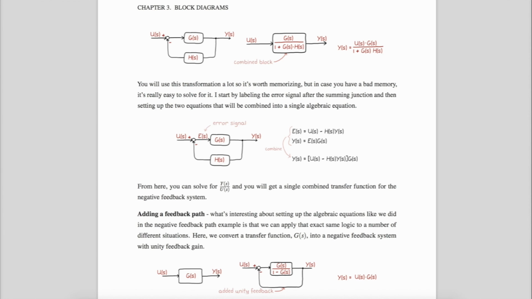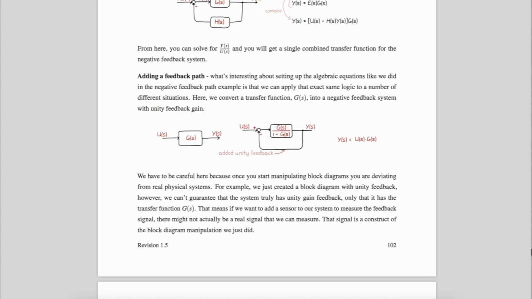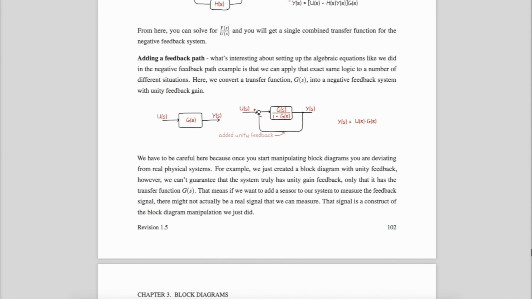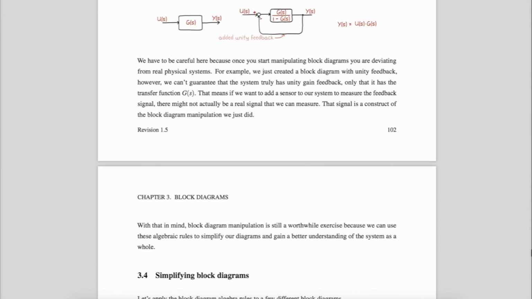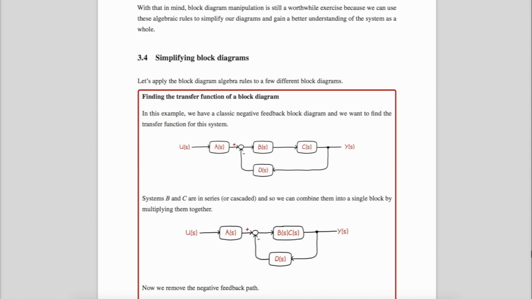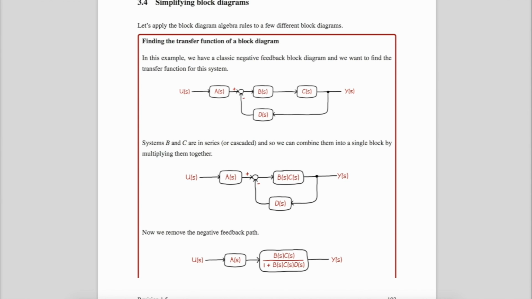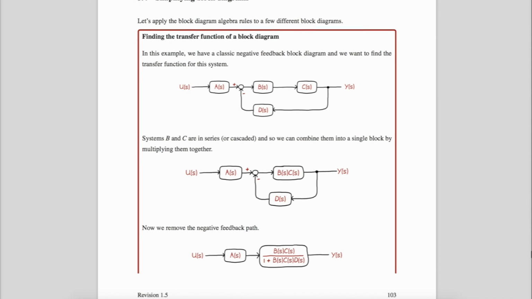What's really cool about this algebra way of manipulating diagrams is that you can apply it to different situations. Here we take a single transfer function and use algebra to create an equivalent system with unity feedback. Now I don't walk through exactly how to do that here because it's one of the practice problems later on. At this point we can now use our algebra rules to simplify block diagrams to find the system transfer function. In this first example I combine systems B and C, which are cascaded.